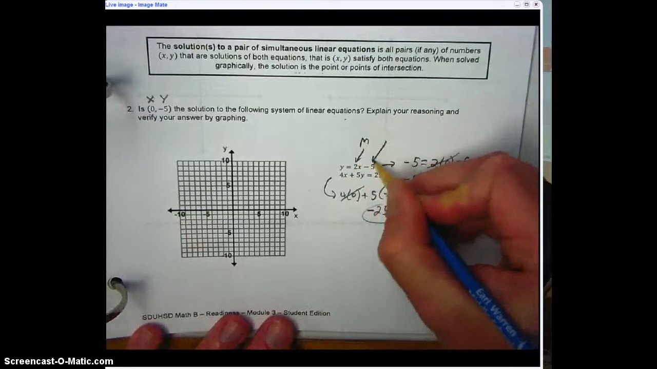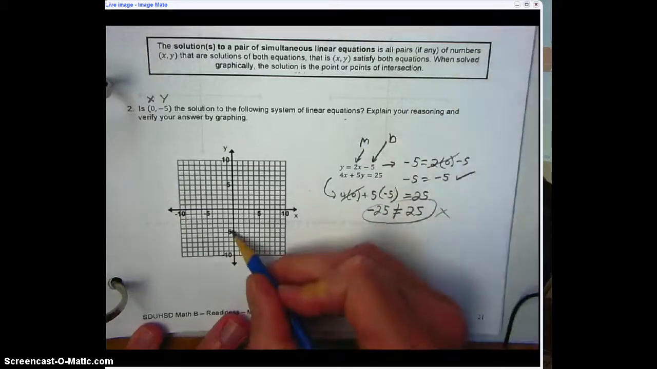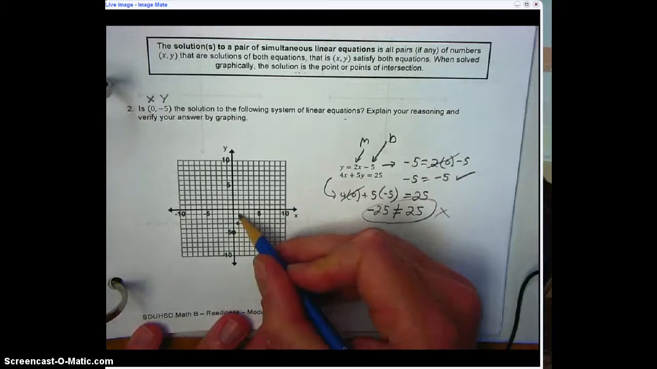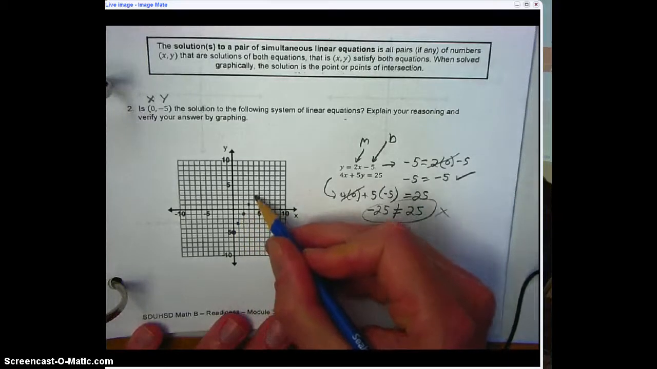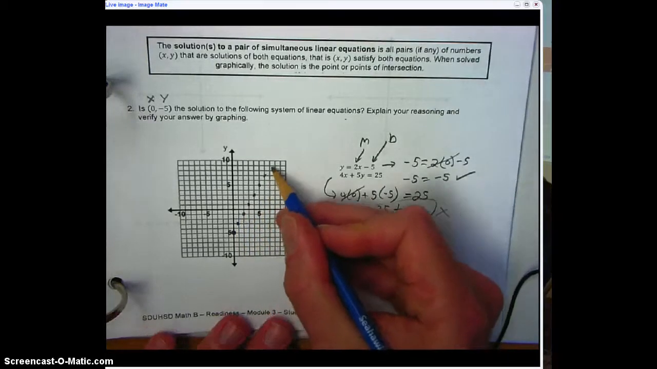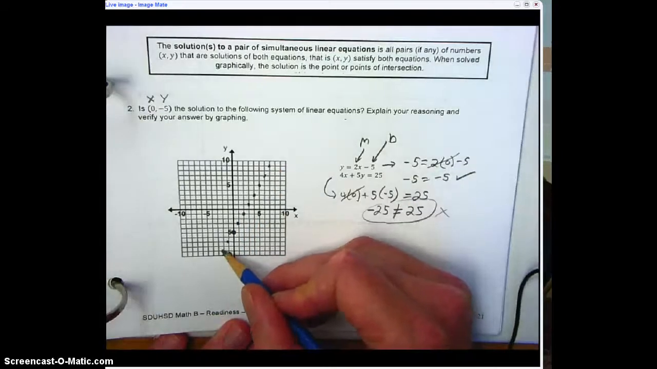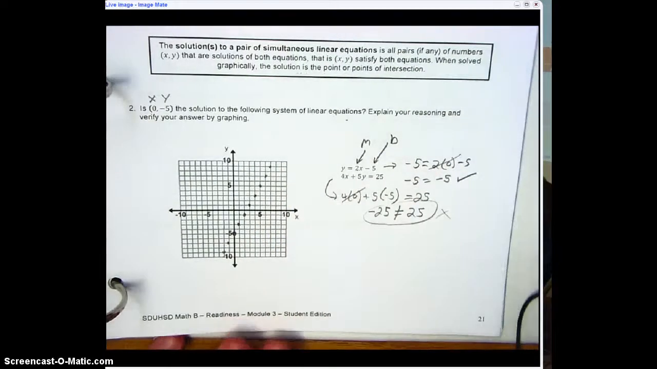There's m, there's b. Begin at -5 and rise how much? 2 and run 1. Rise 2, run 1. Continue to rise 2 and run 1 until you run out of room. Like so. And then we're going to connect that with a ruler in just a moment.